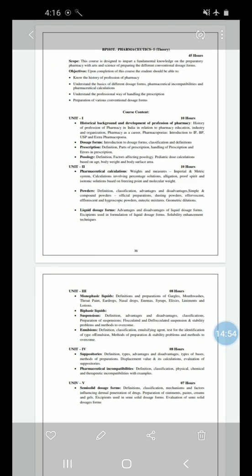So this is all about our syllabus, that is the syllabus of our pharmaceutics 1. In next lecture we will see one by one.